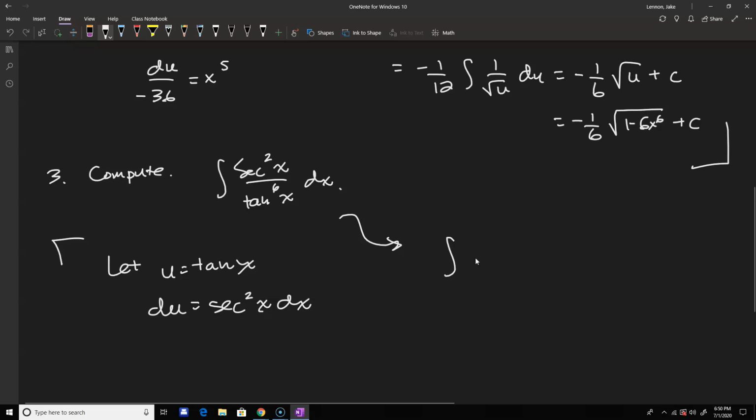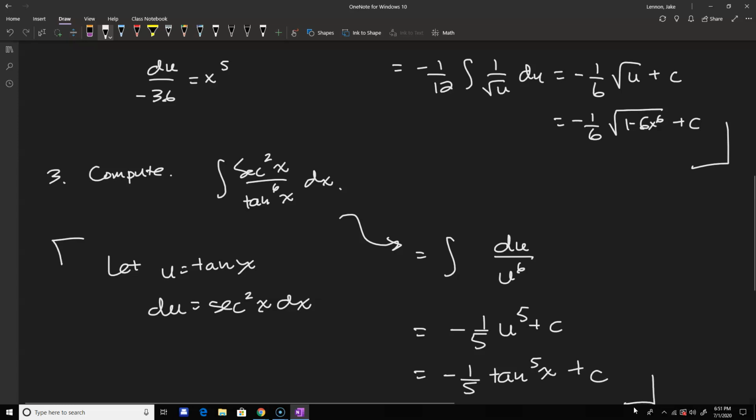So we'll end up with the integral of, so du will take care of the secant squared of x and dx, so we'll have du over u to the 6th power. So that's u to the negative 6th power, so basically we're going to end up with negative 1/5 u to the 5th power plus a general constant. And if we want to change back to the original variable in terms of x, u is going to be replaced by tangent of x. So we're going to have negative 1/5 tangent to the 5th of x plus our constant.